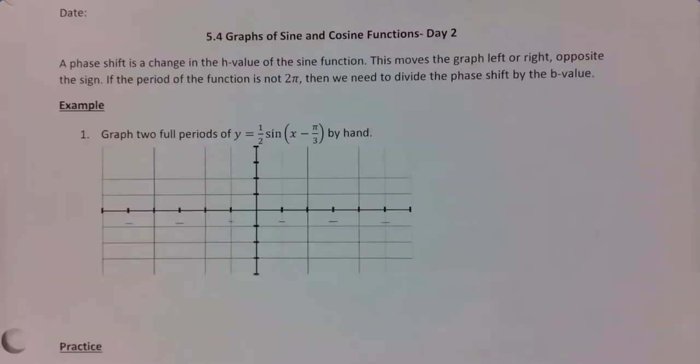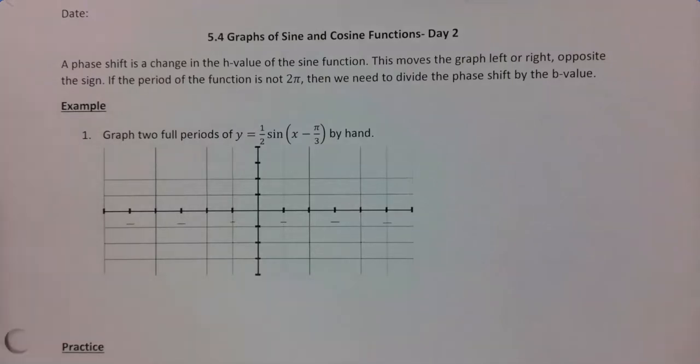Okay, so today we are finishing up graphs of sines and cosines. This time we are having a phase shift. This is what happens when there is something inside parentheses with my x. It's either going to move the graph left or right, opposite the sign. So number one wants me to graph two full periods of 1/2 sine (x minus pi thirds).